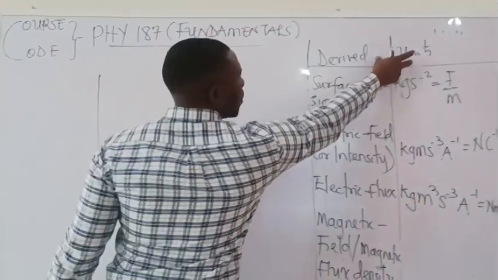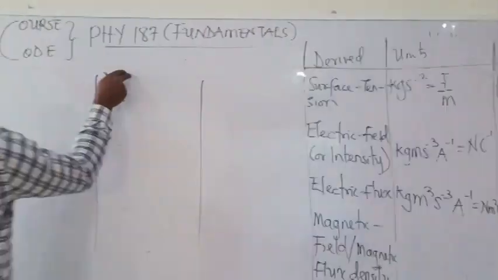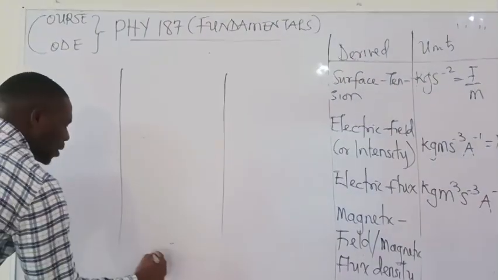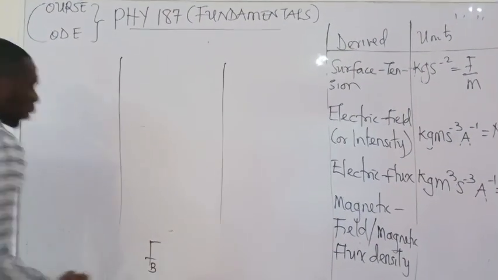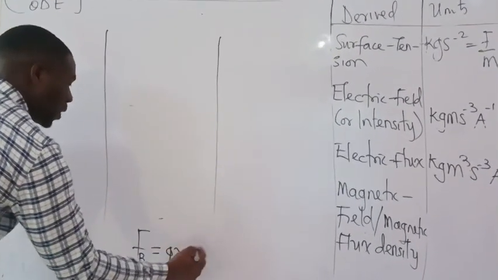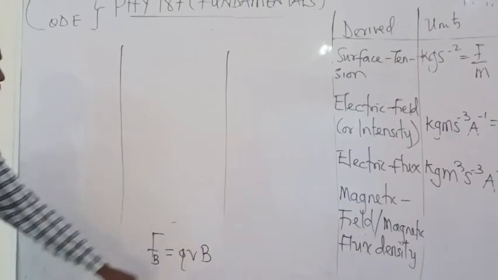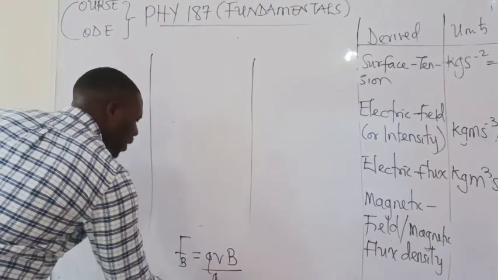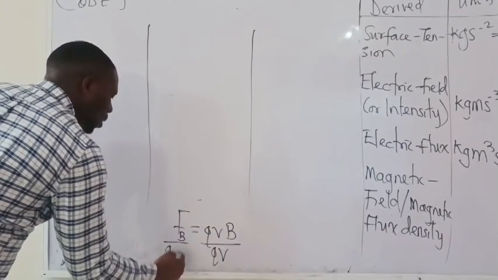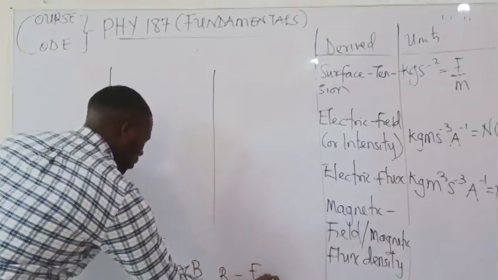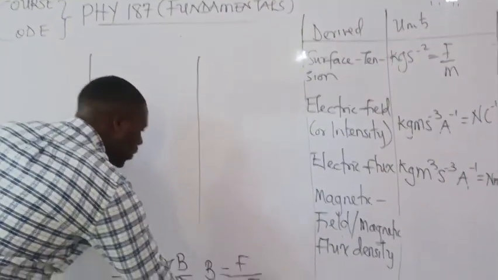So I would still go with this: derived units and dimensions. Magnetic field is defined this way: the magnetic force on a moving charge is the product of the charge times its velocity or speed times the magnetic field. Of course, there is a factor of sine theta here. So if you divide both sides by the charge and the velocity, you could see that the magnetic field becomes force over the charge times the velocity.